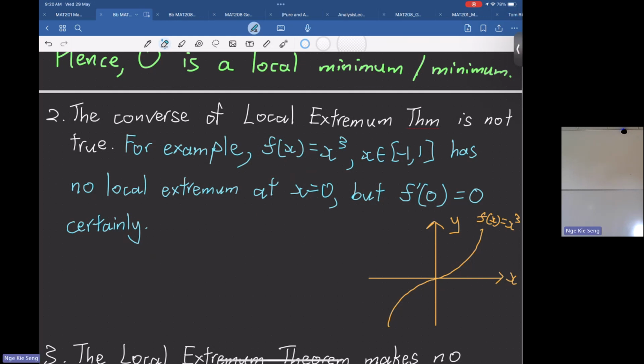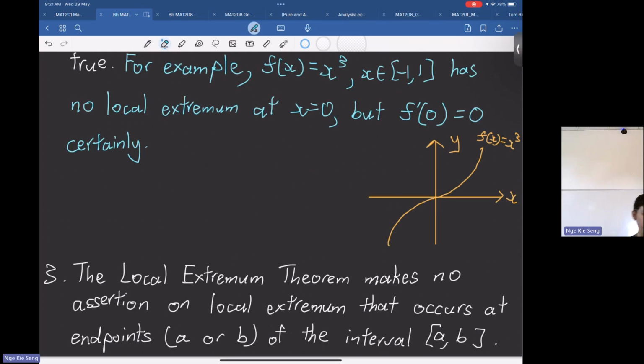At least from the picture, can you see it or not? If you go a bit left, you need to go down. You go a bit right, you need to go up. Does it make sense? Any question or not? So the converse of the local extrema theorem is not true. We have an example here.